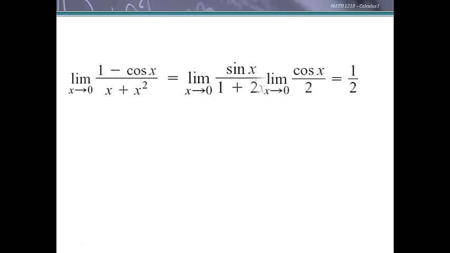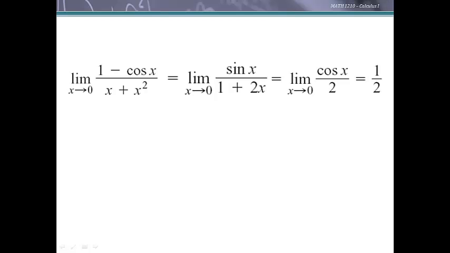And we have the limit as x approaches 0, and we have 1 minus 1 is 0 over 0 plus 0, which is 0. So we've got the indeterminate form 0 over 0. So we could take the limit as x approaches 0 of the derivative of the numerator, which is the derivative of negative cosine x is negative sine x, so sine x over the derivative of the denominator, 1 plus 2x. We applied L'Hopital's rule one more time. The derivative of sine x is cosine x, and the derivative of 1 plus 2x is 2.